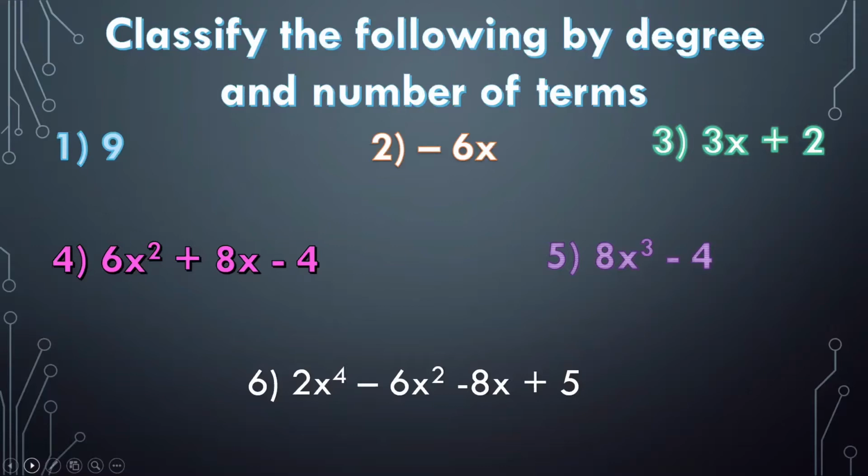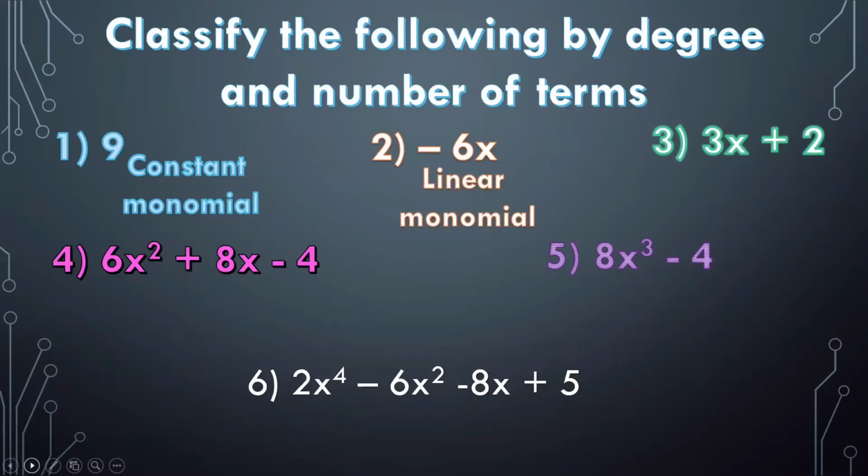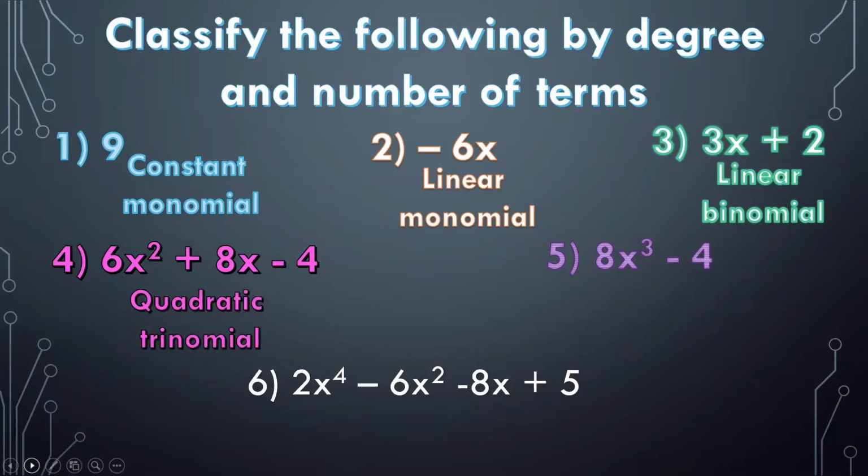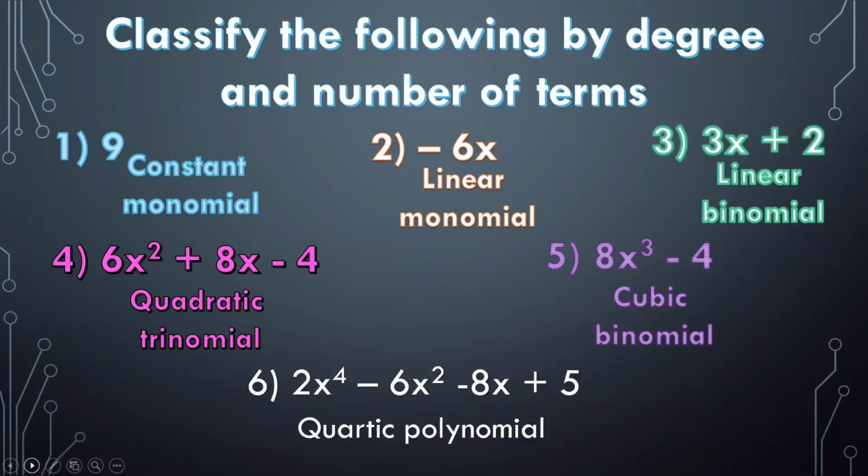Okay, let's see how you did. So number 1, we should have a constant monomial. There's only one term, there's no variable. This is a linear monomial. This is a linear binomial because there's 2 terms. This is a quadratic trinomial. The highest exponent's 2, and there's 3 terms. Here is a cubic binomial. And last, we have a quartic polynomial.